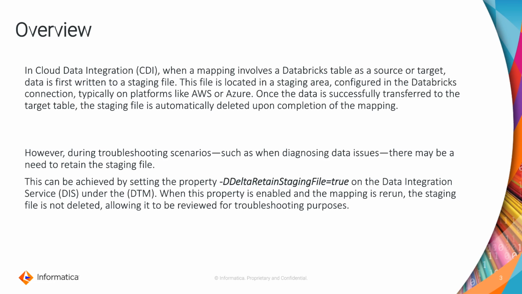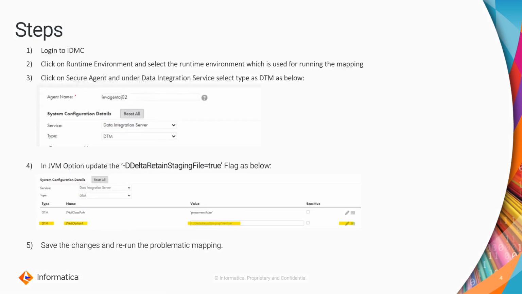By setting the property -Ddelta.retain.staging.file=true on the Data Integration Service, you can prevent the file from getting deleted, which will allow you to access this file for further troubleshooting. Now let's walk through the steps to enable staging file retention for troubleshooting.